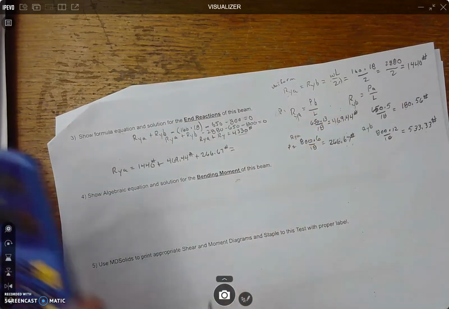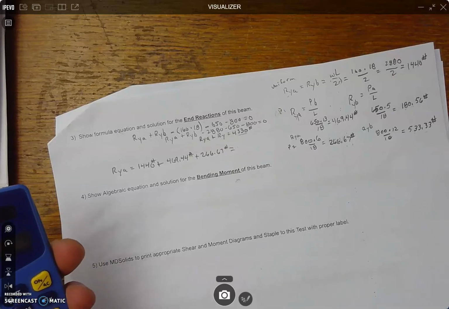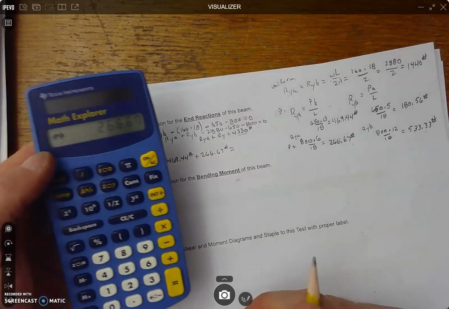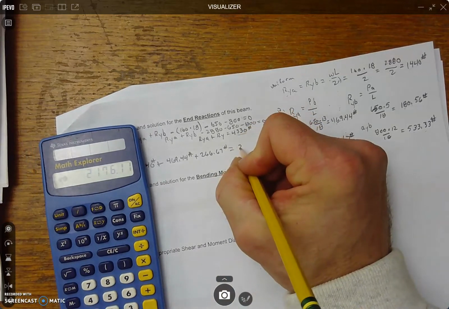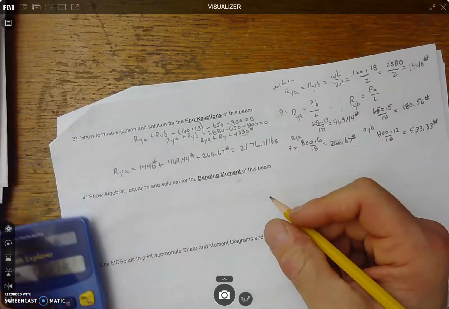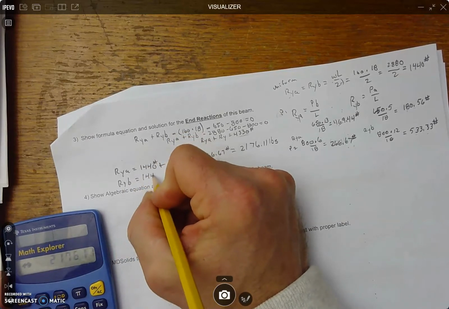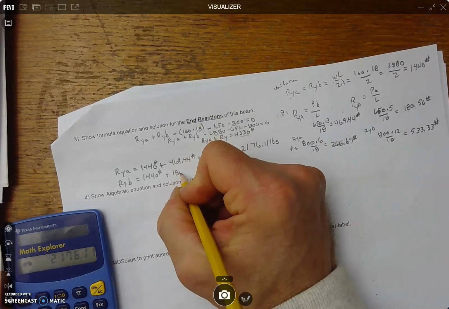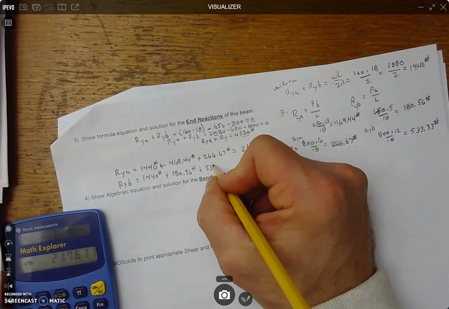So we get a total of, the total load on, so I just typed that in here. Sorry, I should have shown you while I did that. We get a total load of 2,176.11 pounds being held by RYA. RYB is going to be 1,440 plus our 180.56 pounds plus our 533.33.